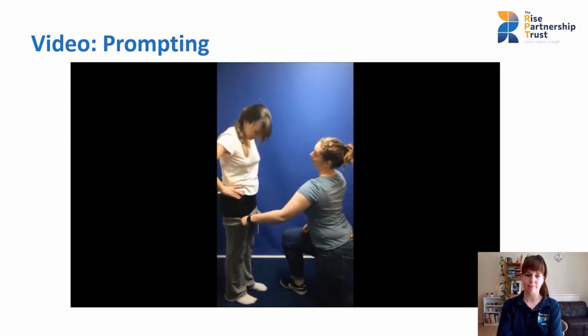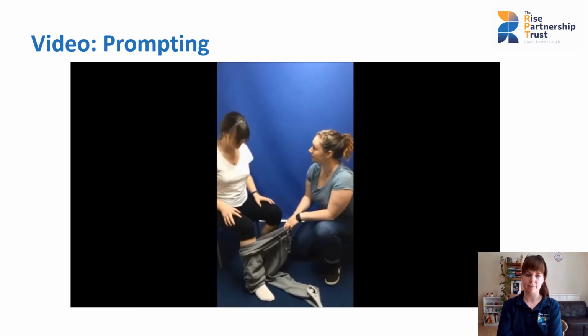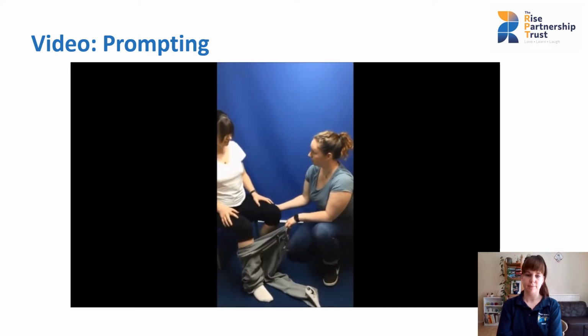Gently tapping their arm. Or gently tapping their leg. As you can see, the silent physical prompt could be faded from a full physical prompt to a partial physical prompt and then to a gestural prompt, which was tapping the leg or arm. There you are increasing the child's independence.